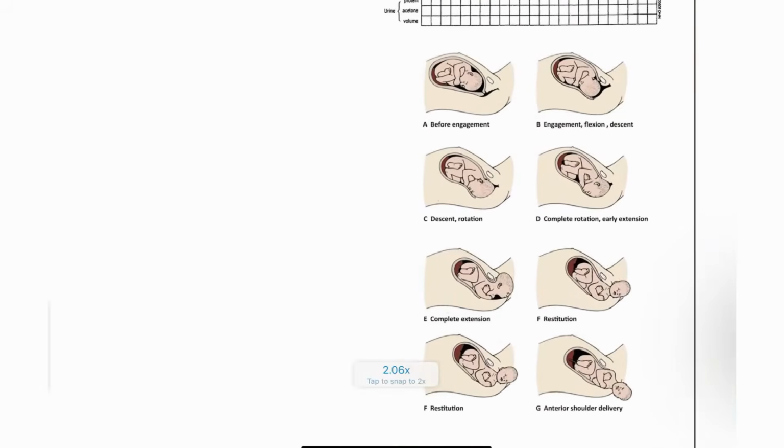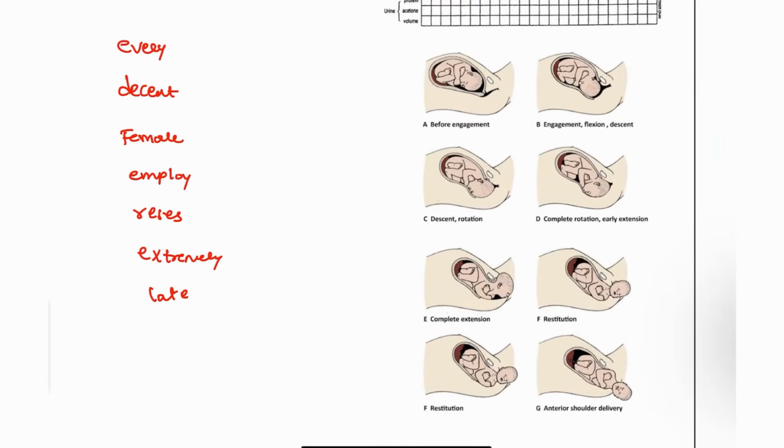These are the cardinal movements that we are going to understand. Remember them by the mnemonic: Every Decent Female Employee Rises Extremely Late. What does that mean? The first one is engagement. You can see here the first one is the engagement. Next, descent. Next, female is for the flexion of the head, which you can see here.